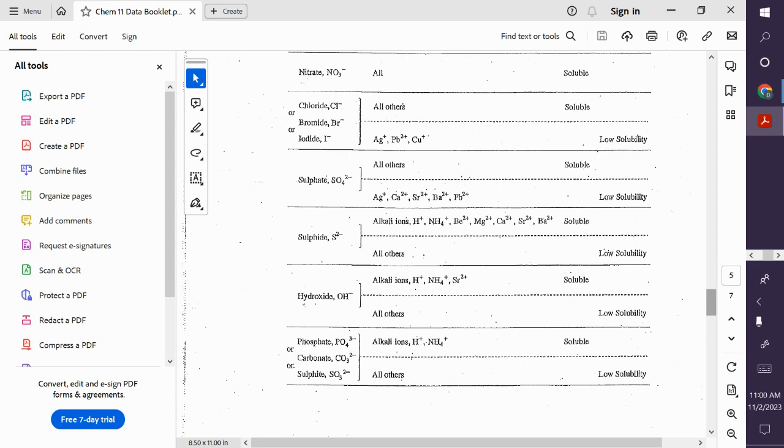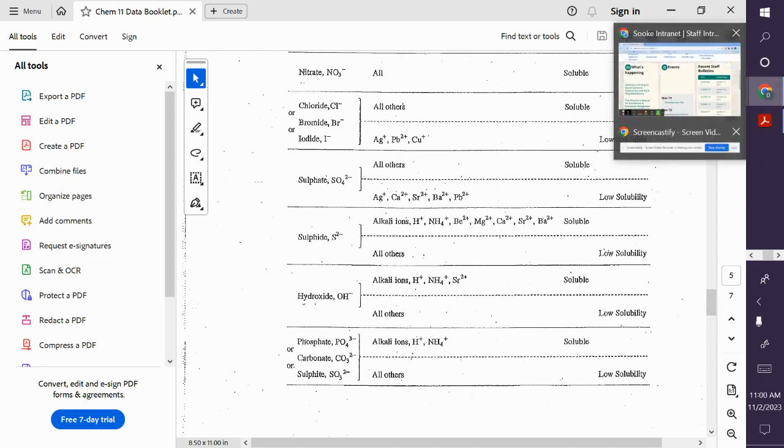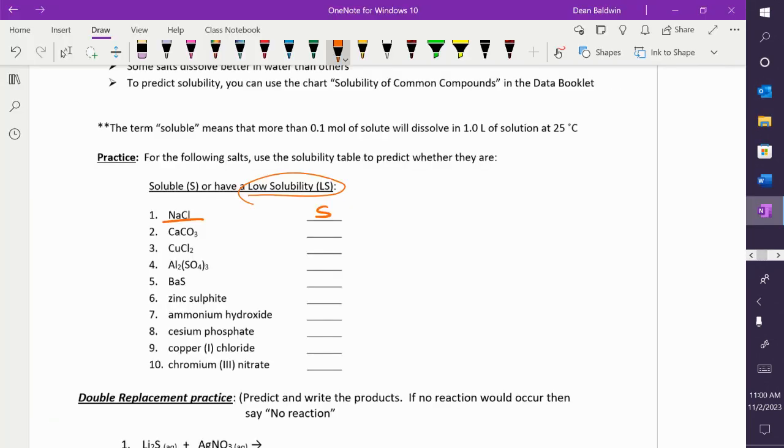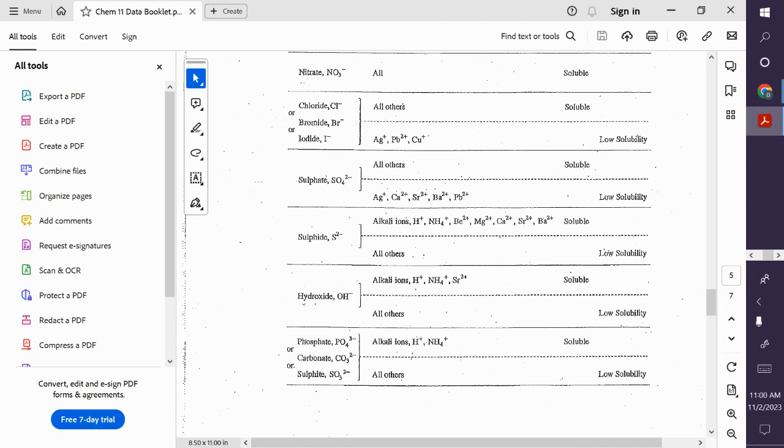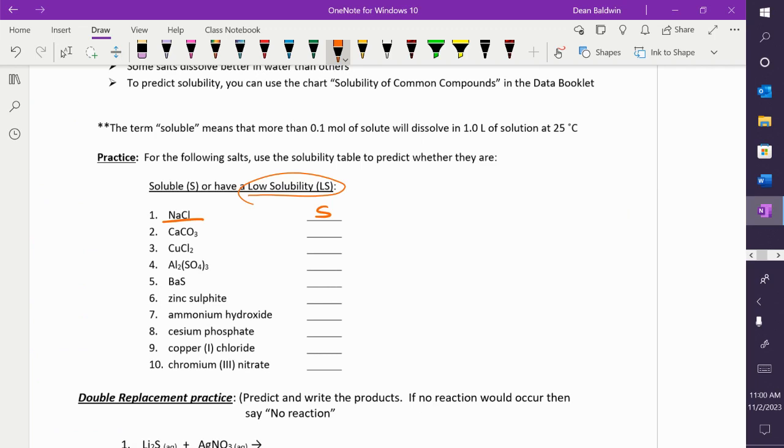What are we bound to? Is it calcium? Yeah, calcium. If calcium is not on this list, then it means it's here. That means it is not soluble, or low solubility. And that's how you use this table. You essentially just look up each one of these things on the table.